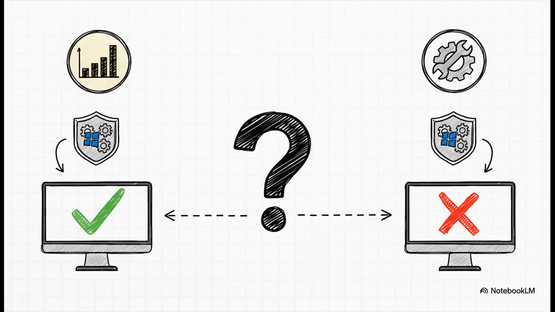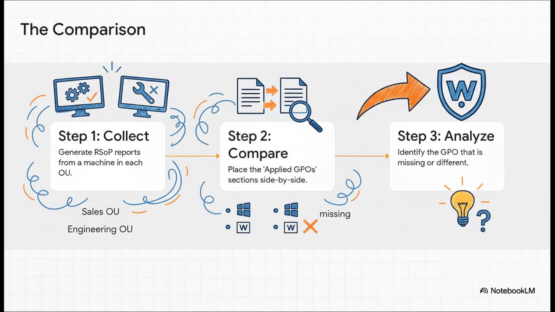And our final case, you've got a standard Windows Update GPO, and it works perfectly on your sales OU. So you link the exact same GPO to the engineering OU, but for some reason, none of the machines in engineering are getting the policy. The OUs look identical, but they sure aren't acting that way. The strategy here is pretty simple.